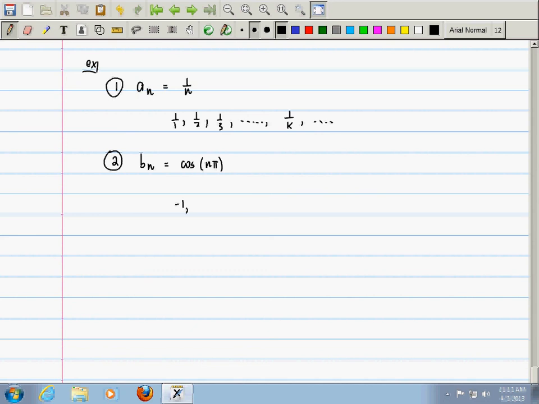Okay, what's the second term? Cosine of 2 pi. So what's the cosine of 2 pi? 1. Okay, the next one is the cosine of 3 pi. What's that? Negative 1. And then the next one? 1. And then negative 1. And then 1. And then negative 1. Right, so then generally, the kth term of the sequence, you could write it as so. It is what? Negative 1 to the k.